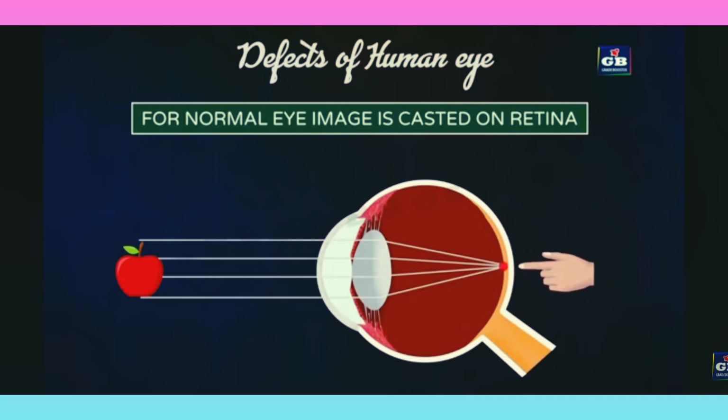We know that when the image of an object is casted on the retina, then we will be able to see it clearly.